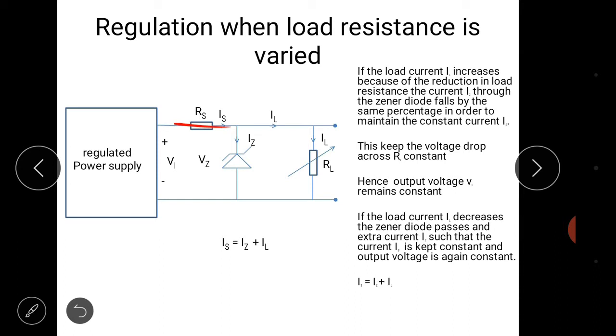But if load current IL decreases because resistance RL has increased, then to maintain the constant current through the resistance Rs, the Zener diode passes an extra current Iz, so that current Is is kept constant again, and the output voltage is again constant.